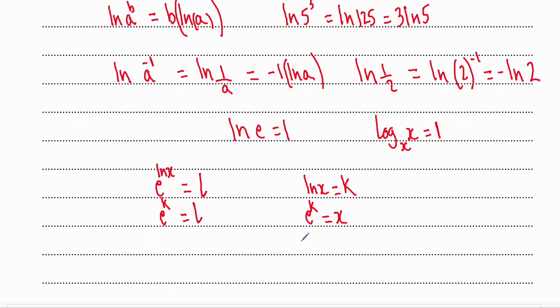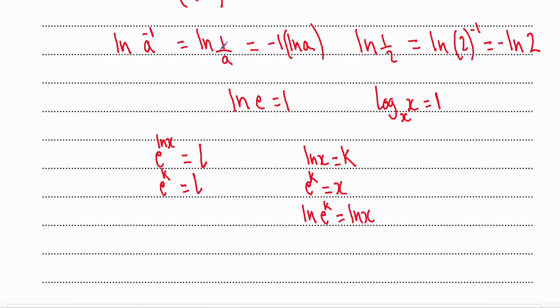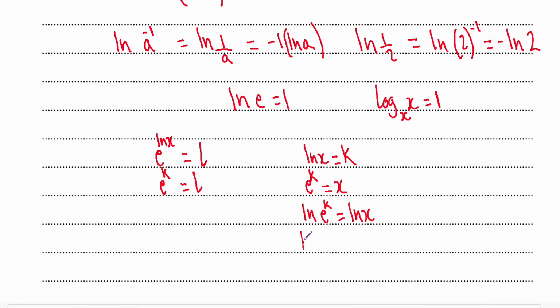Now let's take the ln on both sides. We have ln of e to the k is equal to ln of x. But remember, ln a to the power b is equal to b times ln a. We saw that right here. That means we can bring the k in front. So we would have k times ln e is equal to ln x.